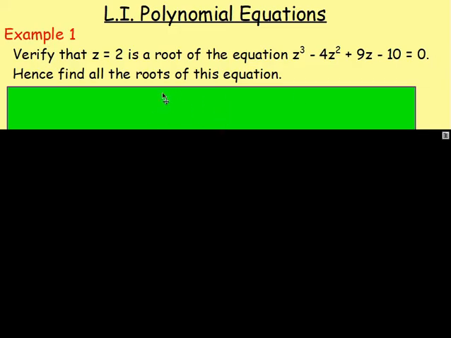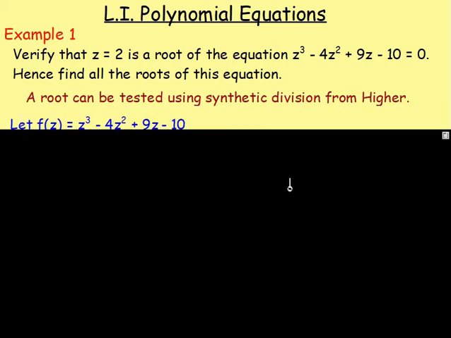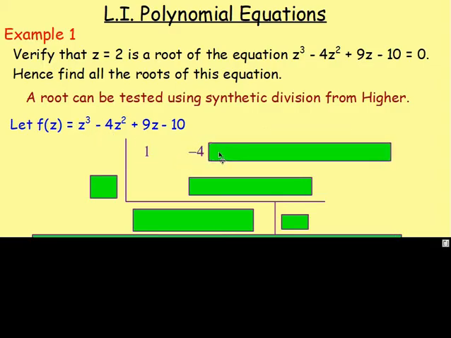However, because we're asked to then go on and find the other roots, we need to somehow factorize it. So what I'm going to use instead is synthetic division from Higher, which is when we use our L-shaped table. If f of z equals z cubed take away 4z squared plus 9z take away 10, when we're setting this out with our synthetic division, we would take the coefficients of z cubed, z squared, all the way down to just this number on the end. So the coefficients would be 1 because it's 1z cubed, negative 4 for the z squareds, 9 for the z's, and the number on the end is negative 10.